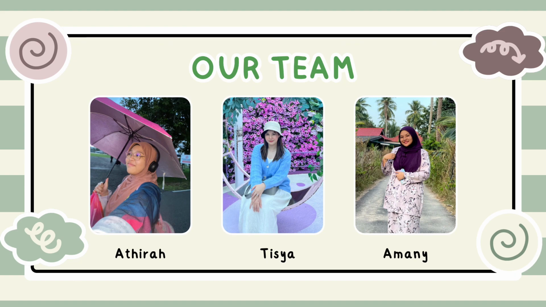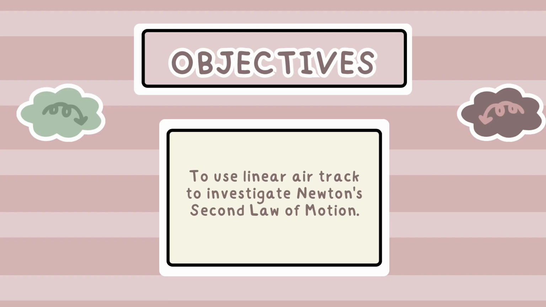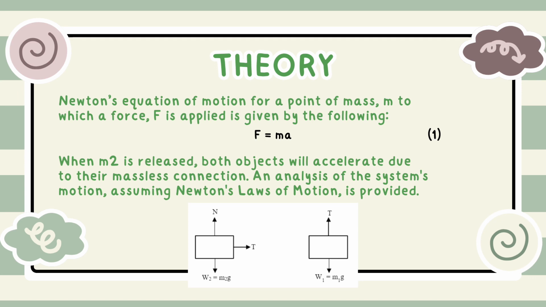And I am AMANY. The objective of this experiment is to use a linear air track to investigate Newton's second law of motion. Theory. Newton's equation of motion for a point of mass m to which a force F is applied is given by the formula F equals ma.